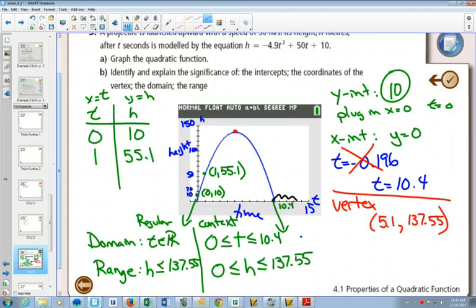Question you can do for this one is number 10. Just number 10.